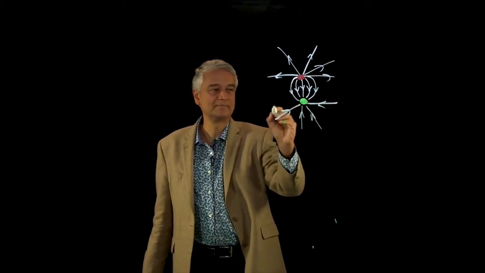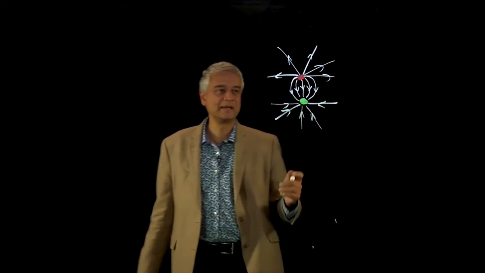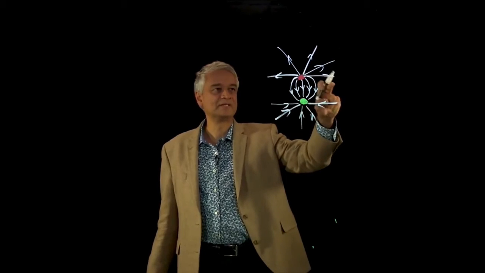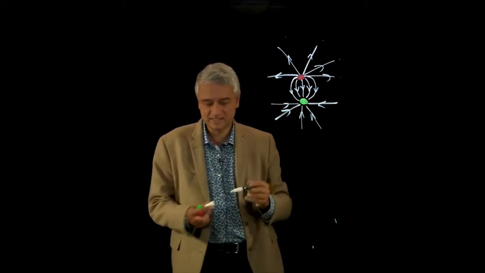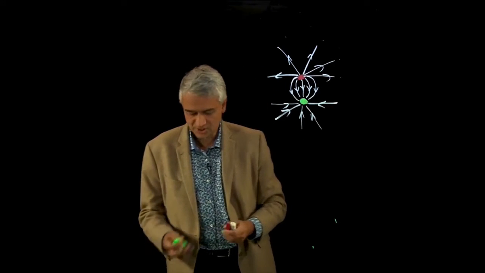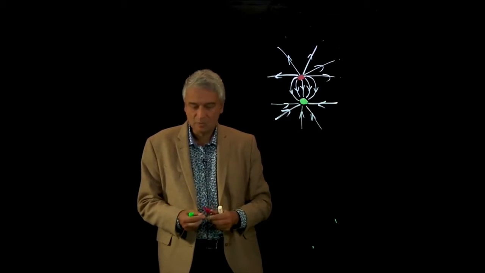And if I've drawn this right, there should be the same number of field lines coming in from infinity. I've got 1, 2, 3, 4, 5. The same number of electric field lines going out to infinity, 1, 2, 3, 4, 5, because this entire object is neutral. It's one plus charge and one minus charge with a total charge of 0, and this is what we call a dipole.